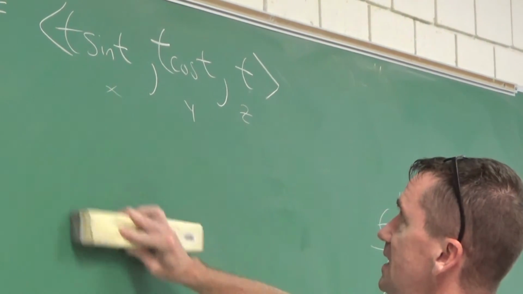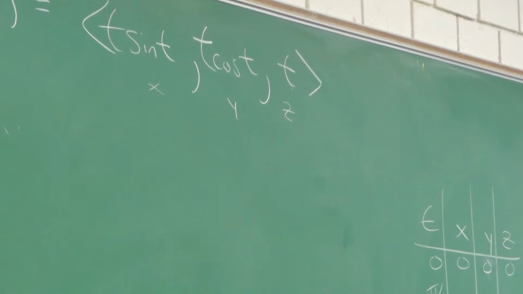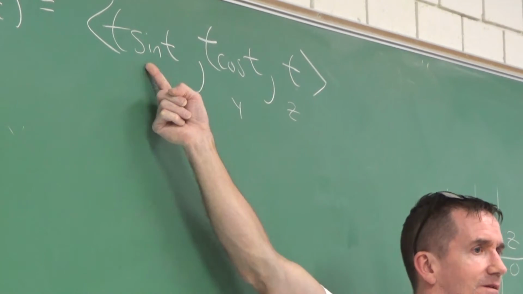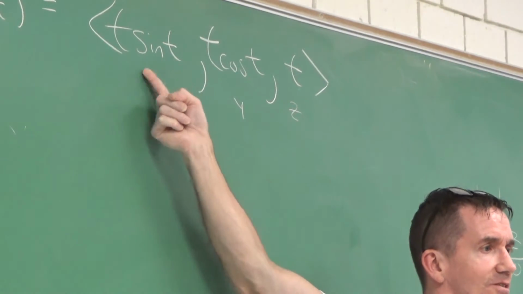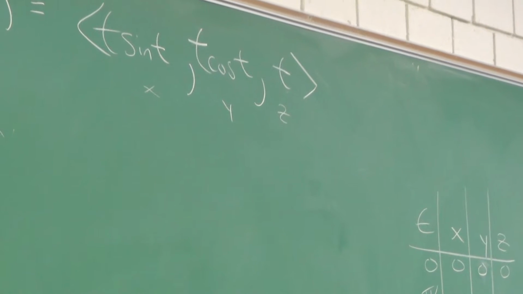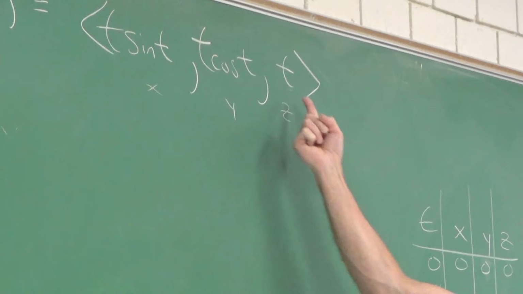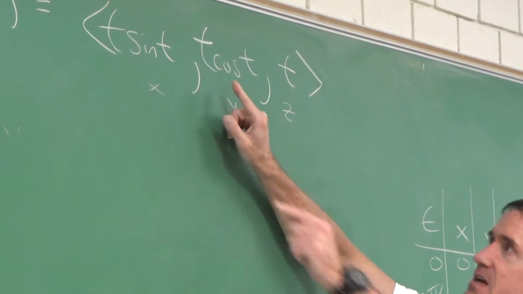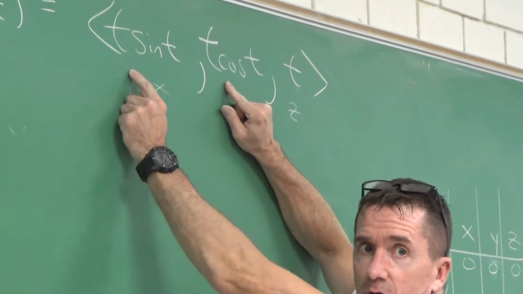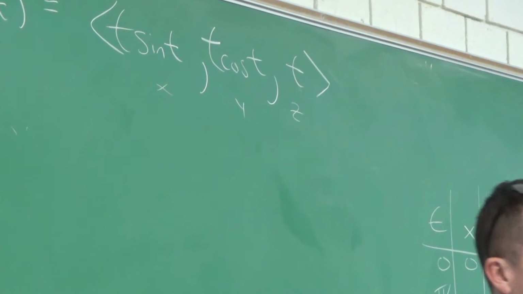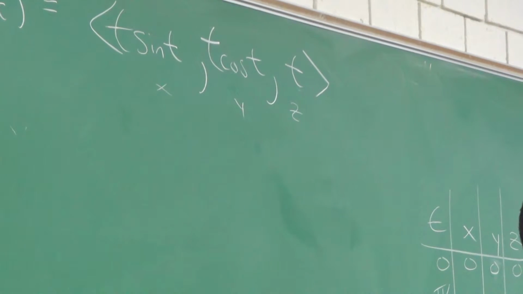Well, it still should be a helix. Does anyone have a sense of this? Very good intuition. They're saying as t increases, 1, 2, 3, 4, 5, what's getting thrown in front of these circles? That's making the radius of the circle get bigger and bigger and bigger.